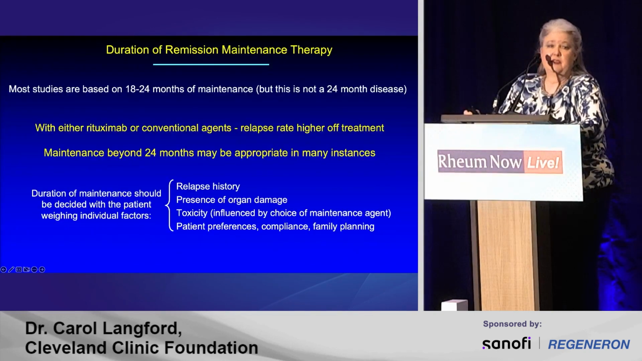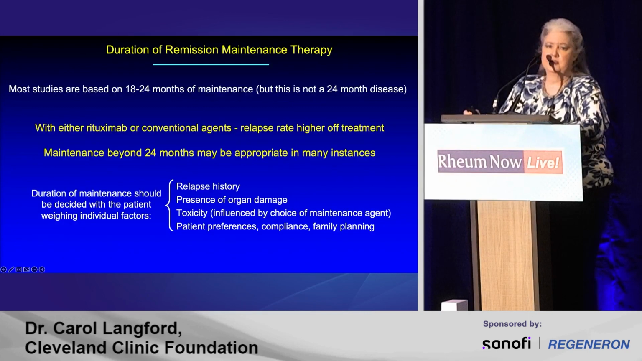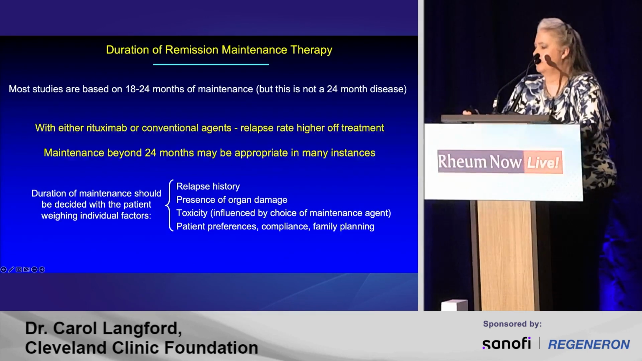So what I tell patients is that in the absence of toxicity, they should plan to be on a maintenance regimen for 2 years, after which time we consider together where to go from there, weighing in their relapse history. The presence of organ damage particularly is important, so if someone has had renal insufficiency, that's someone I get nervous about taking off of their maintenance treatment. Toxicity, then of course patient preferences, compliance, and family planning.